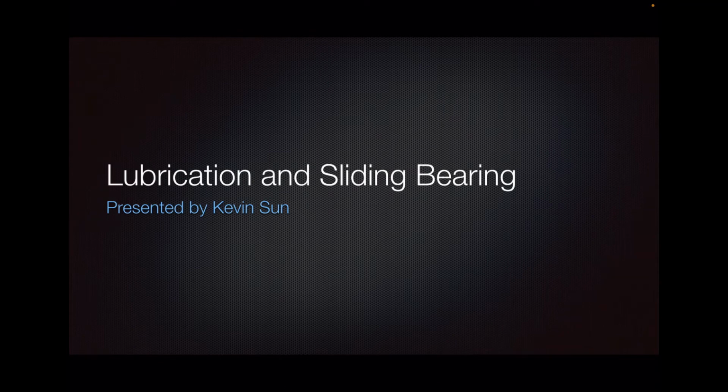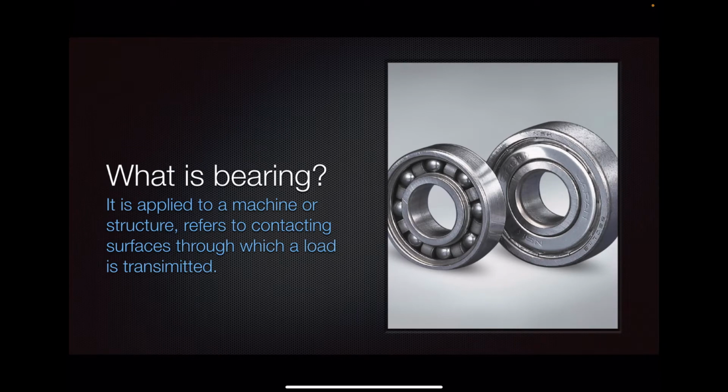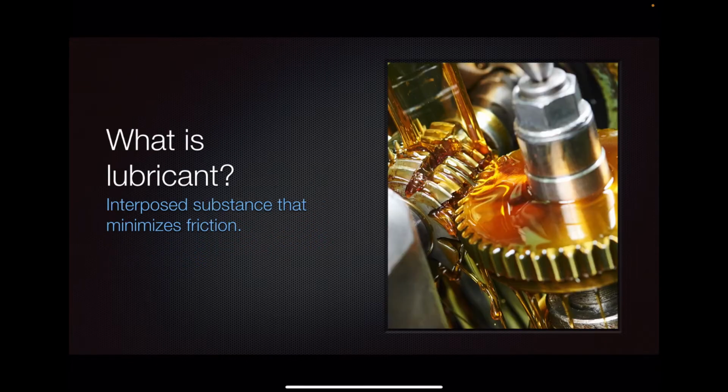Hello guys, today we are going to talk about lubrication and sliding bearing. So what is a bearing? It is applied to a machine or structure, refers to a conducting surface through which a load is transmitted. For the lubricants, there are any interposed substance that minimize friction.